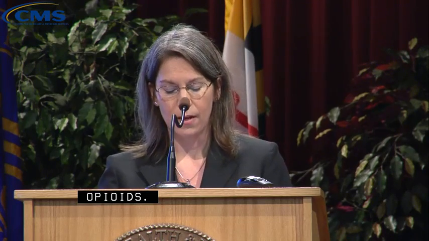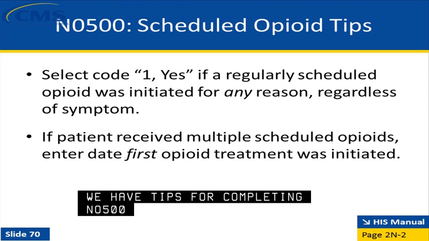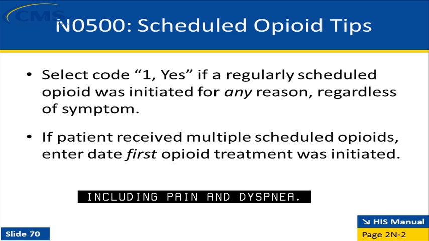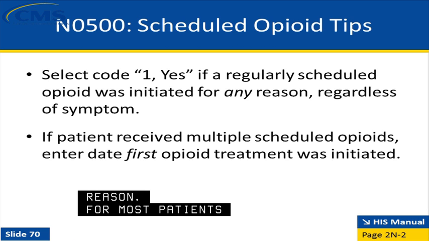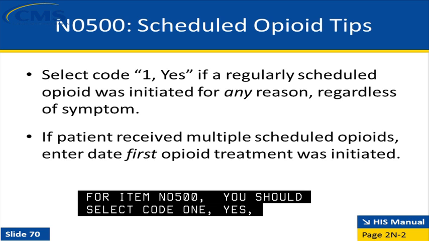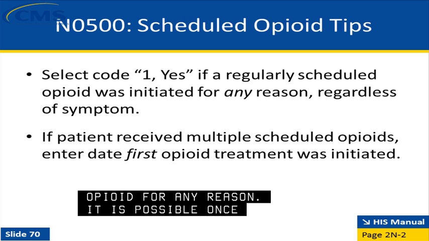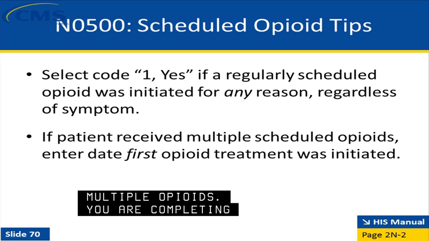So we have some tips for completing N0500. Opioids are used to treat several patients' symptoms, including pain and dyspnea. Remember that a patient is likely to experience bowel side effects if an opioid is started for any reason. For most patients, clinical guidelines indicate that a bowel regimen should also be initiated. For item N0500, you should select code 1, yes, if there's documentation that the patient was taking a regularly scheduled opioid for any reason. It is possible, once again, that the patient may have received multiple opioids, both PRN and regularly scheduled, and you are completing N0500 based on documentation regarding the regularly scheduled opioid treatment.